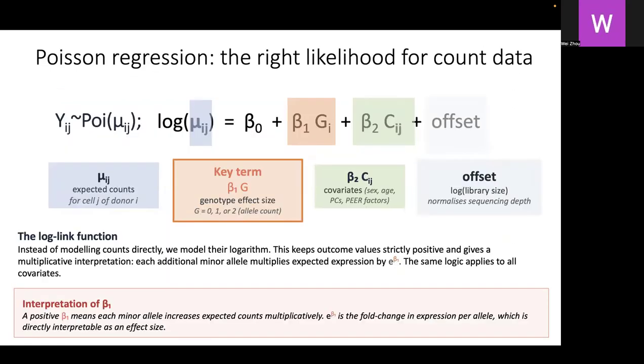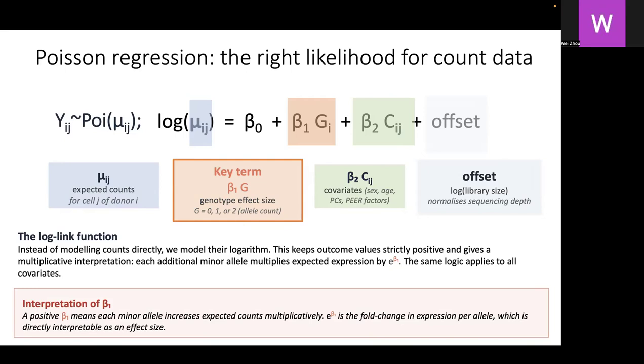Single cell expression values are counts, non-negative integers, often with many zeros. The standard linear model assumes continuous, normally distributed outcomes, which is a poor fit for count data. The right model here is Poisson regression, in which the log of the expected count is modeled as a linear function of genotype and covariates.